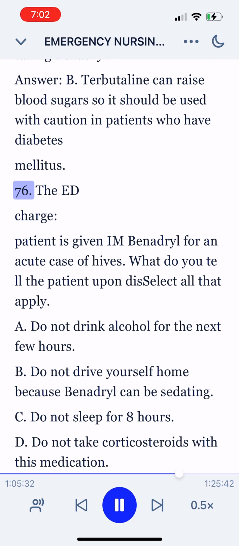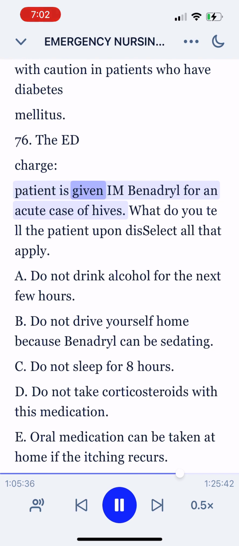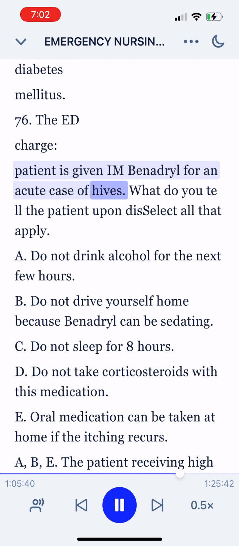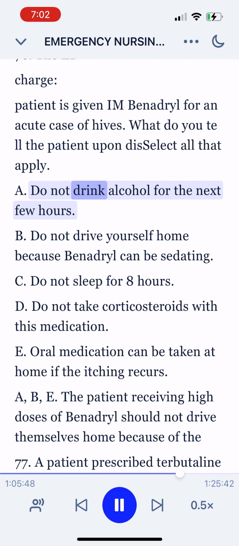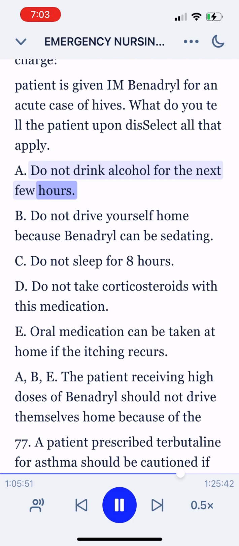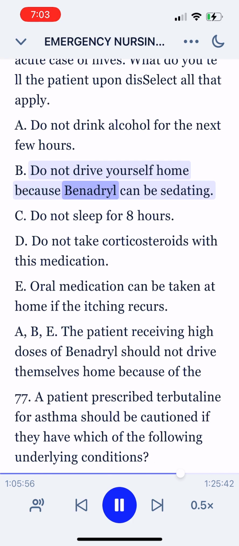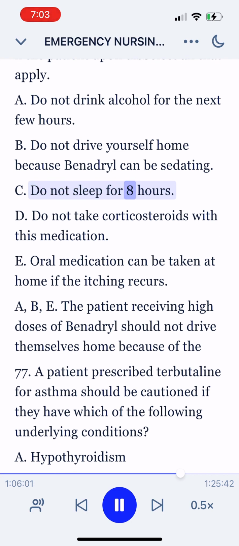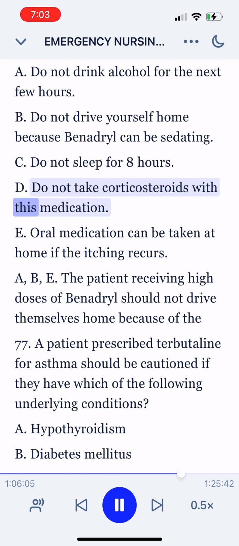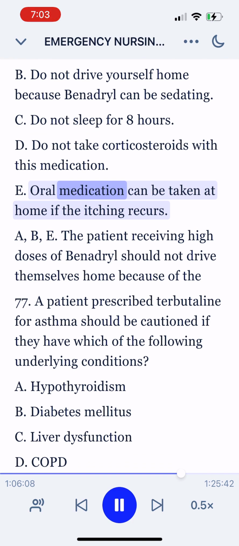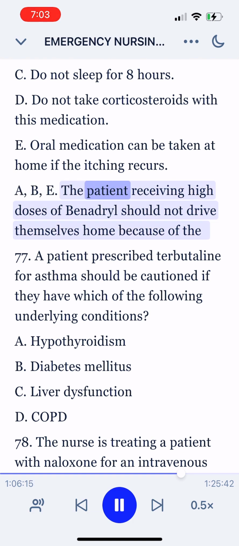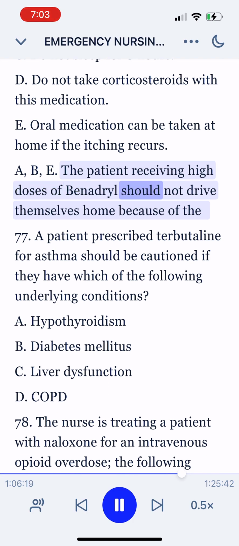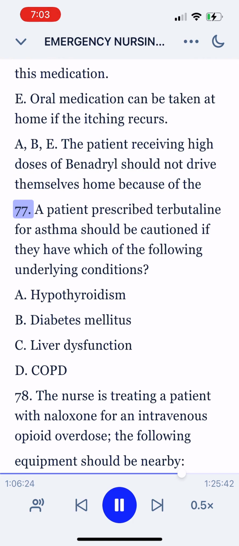76. The ED patient is given Benadryl for an acute case of hives. What do you tell the patient upon discharge? Select all that apply. A. Do not drink alcohol for the next few hours. B. Do not drive yourself home because Benadryl can be sedating. C. Do not sleep for 8 hours. D. Do not take corticosteroids with this medication. E. Oral medication can be taken at home if the itching recurs. Answer A, B, E. The patient receiving high doses of Benadryl should not drive themselves home because of the sedation.